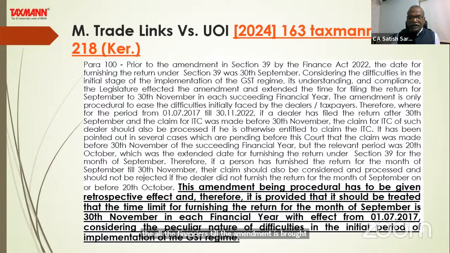This is a welcome measure, and all those persons who filed their returns before 30th November after the end of the financial year got relief by this judgment. Let us go further and analyze the status of these cases on this specific section.